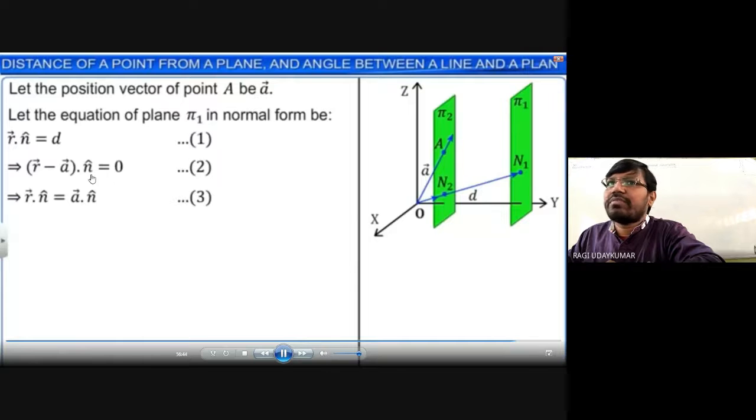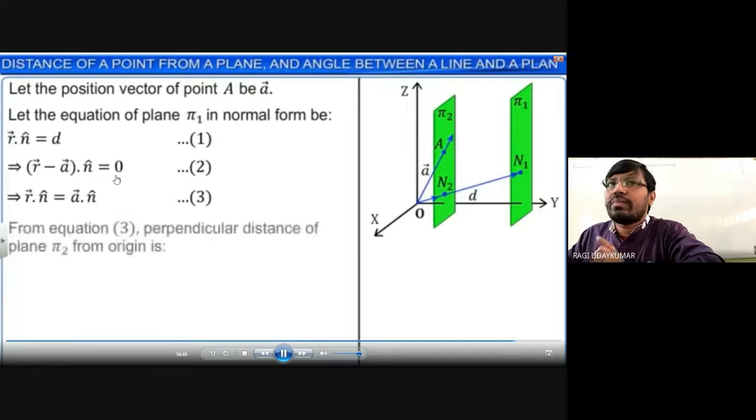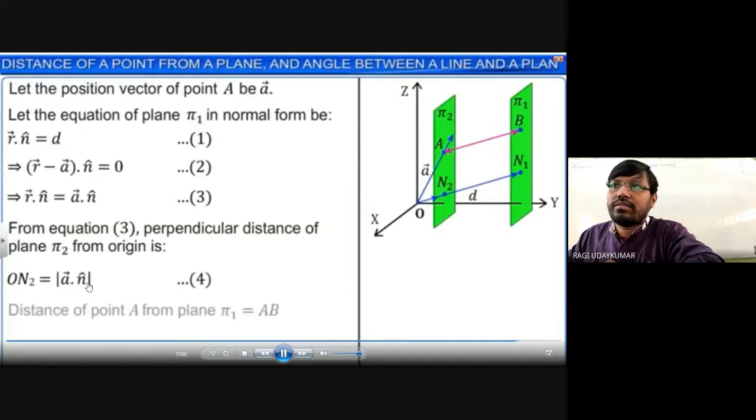This is the equation of a plane passing through the point and perpendicular to the normal that is given to you. So from this you are going to get O n2, where n2 is a point you are taking here. O n2 is equal to magnitude of a bar dot n cap. So the distance of a point A from the plane pi1 is AB. This is the distance of a point from pi1.